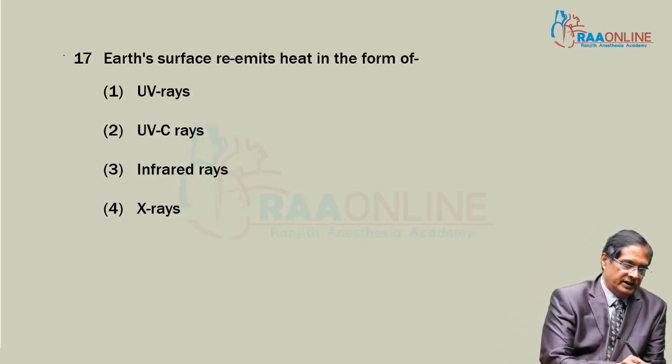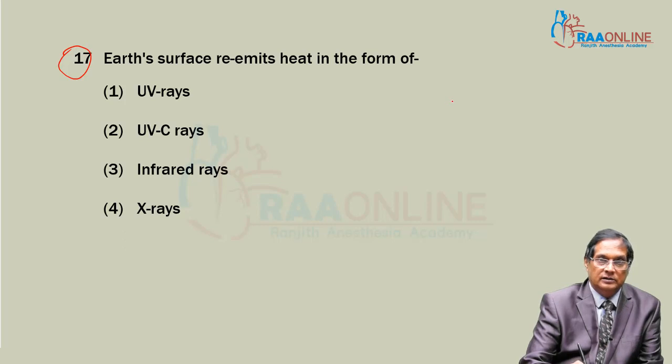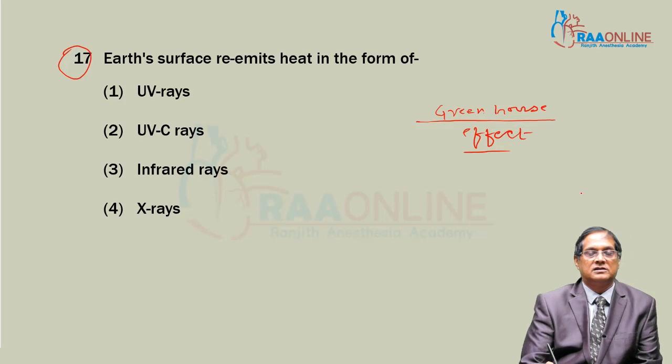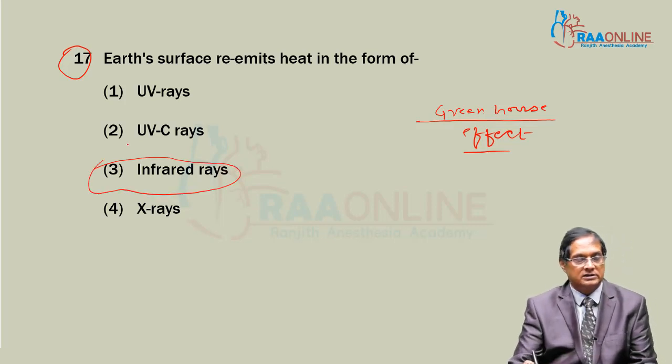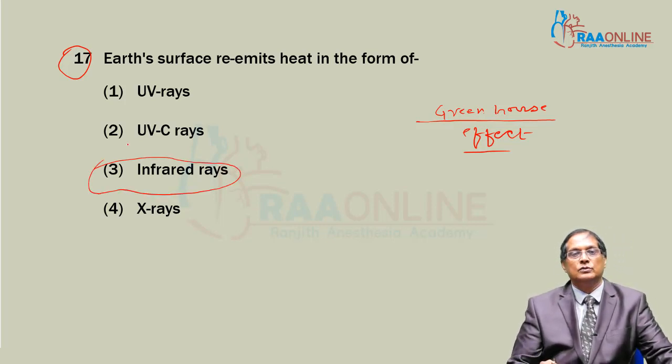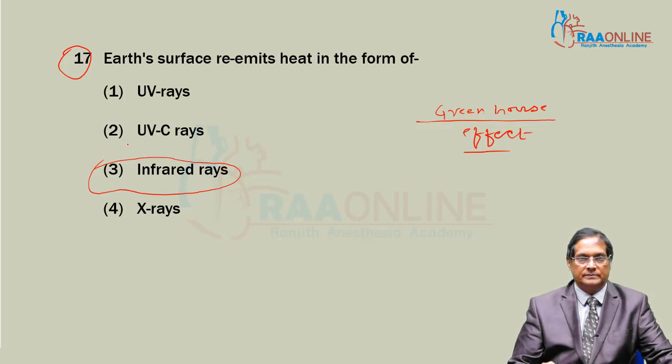Question number 17 is concerned with global warming or the greenhouse effect. Earth receives solar radiation and these radiations are reflected in the form of infrared rays. UV rays are prevented by the ozone layer. UV rays and other harmful radiation do not reach the surface of Earth because of the ozone layer.